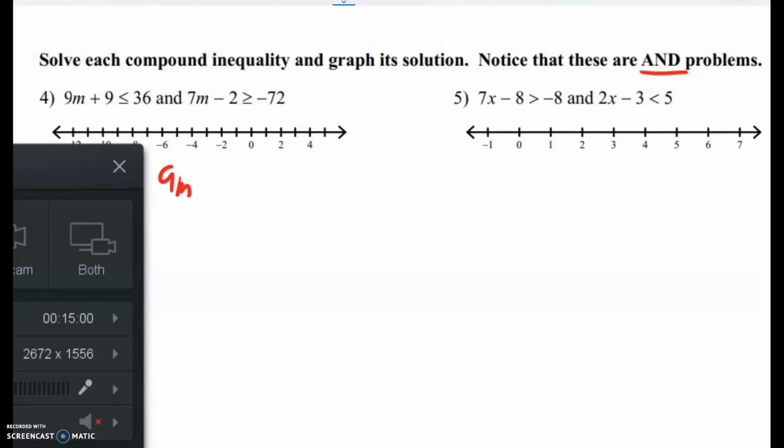I'm going to look at 9m plus 9 is less than or equal to 36, and I'm going to go ahead and solve that one. Okay, so I'm going to subtract 9.